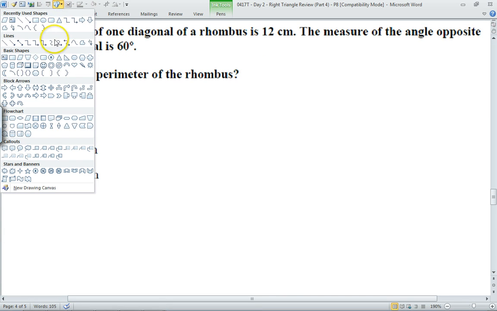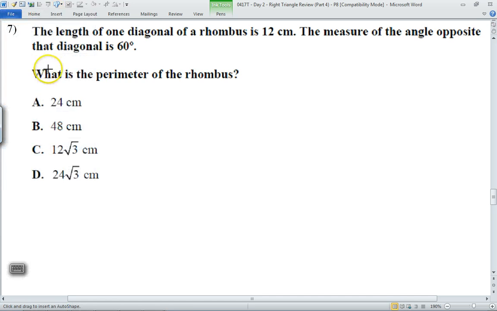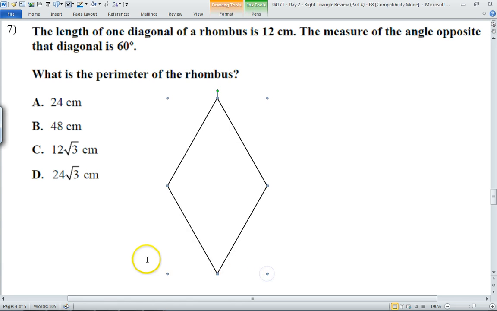A rhombus is a shape that has 4 equal sides. A square is a special case of a rhombus, but in general it's going to be sort of a diamond shape. It doesn't have to be a square. So it'll be something like this. Okay, there's a rhombus, 4 equal sides. Now, they mentioned a 60-degree angle. So obviously that's not going to be these obtuse angles here. We're talking about the acute angles. So let's go ahead and draw that in.